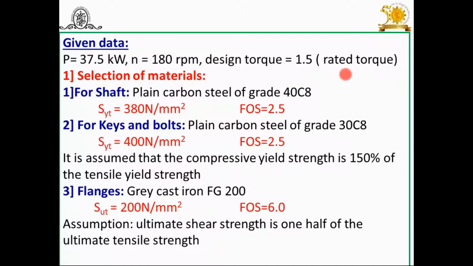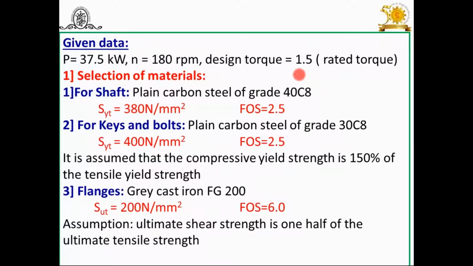Try to understand. And why rated torque? If the electric motor is connected to some machine, then initially, you know very well, the rotor is in a stationary position during starting, and the torque required initially is more, and during running condition it is less. So to take care of that initial requirement of the torque, it is multiplied by the service factor which is used here. That's why design torque is obtained by multiplying the service factor with the torque calculated from the power and RPM.